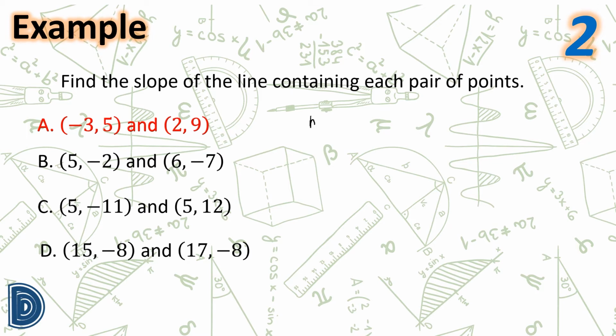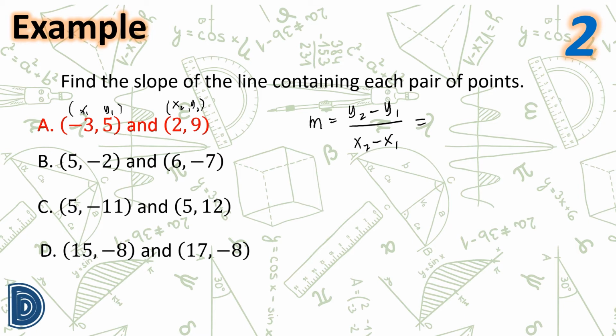From the formula, m is equal to y sub 2 minus y sub 1 over x sub 2 minus x sub 1. Given the 2 points, to solve for the slope, we identify which point represents (x sub 1, y sub 1) and which represents (x sub 2, y sub 2). Let us label the first ordered pair as (x sub 1, y sub 1) and the second as (x sub 2, y sub 2). Now we can substitute x sub 1 equals negative 3, y sub 1 equals 5, x sub 2 equals 2, and y sub 2 equals 9 into the formula.